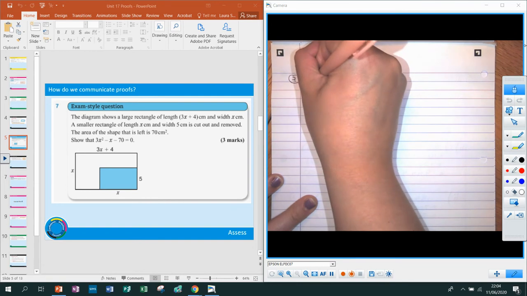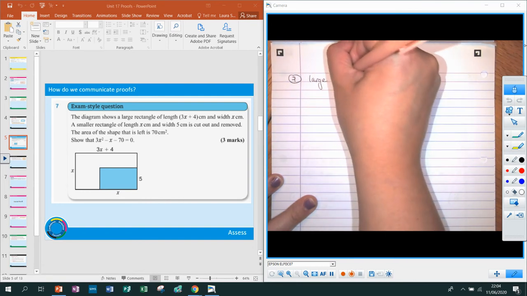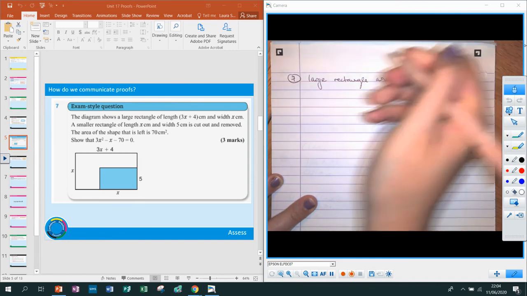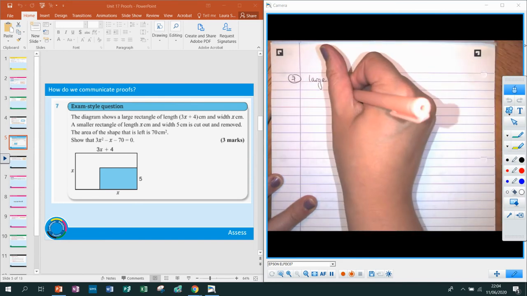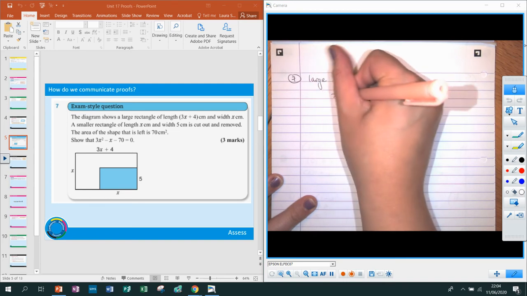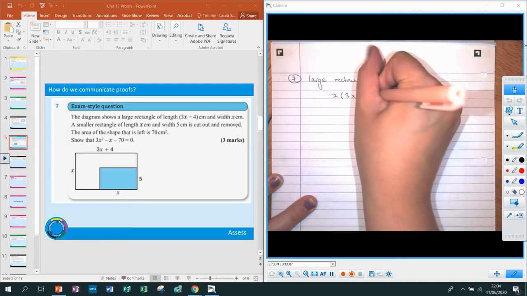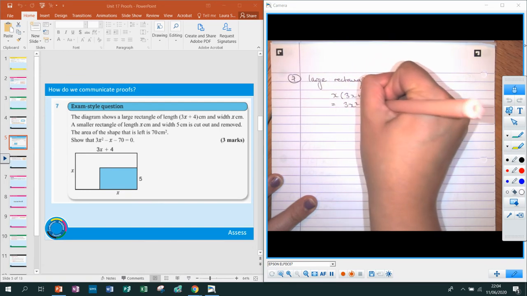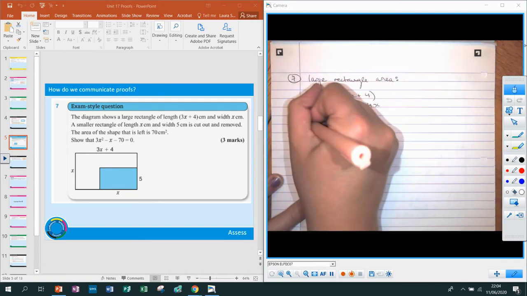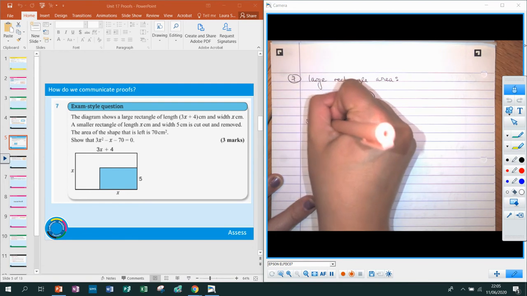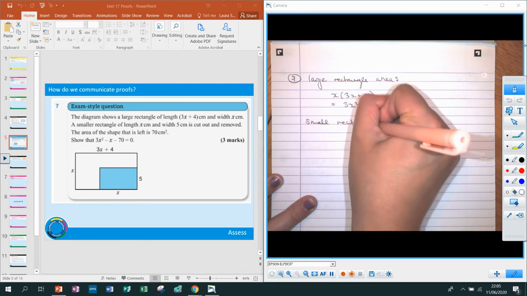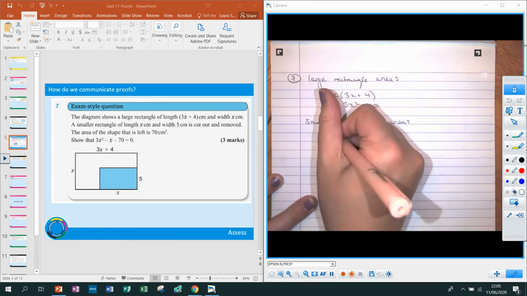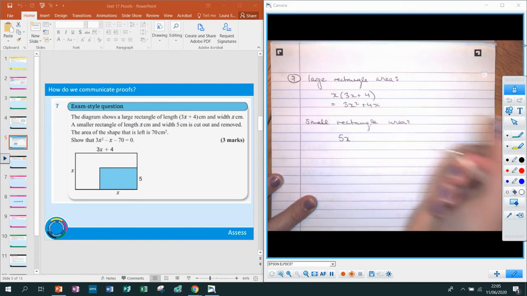So what we're going to do is start with the large rectangle area, and you would label this in your exam so that the examiner was really clear about what you were doing. It's going to be x times our 3x plus 4. Then you would expand that. That's 3x squared plus 4x. Then you would do the small rectangle area, which we know is going to be 5x, because it's just 5 times x.